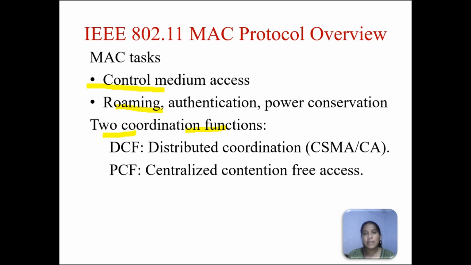For example, in our college campus, if we are using the college internet through Wi-Fi, before entering any website, first we have to log in with our username and password to verify our authenticity. This process is called authentication, which is used to ensure secure communication. And the last one is power conservation, putting the devices into sleep mode when idle to save energy. So there are two main coordination functions used in the MAC protocol.